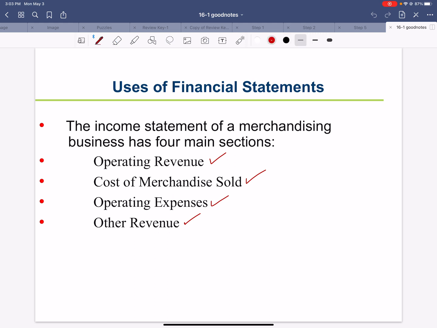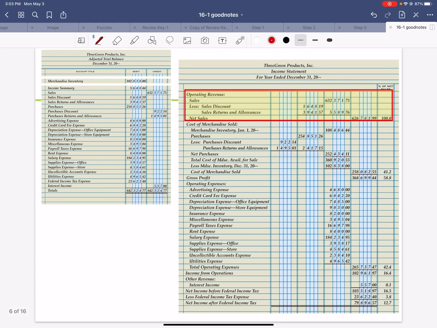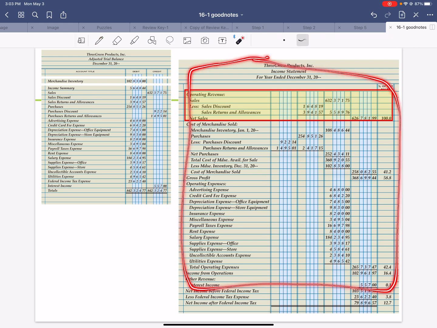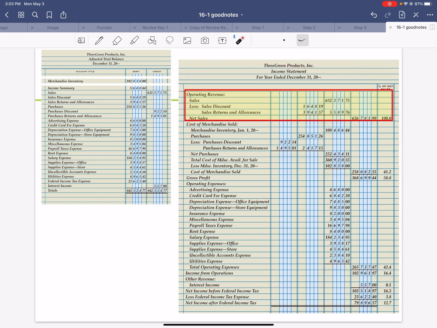Again, the income statement of a merchandising business has four main sections. You have the operating revenue, cost of merchandise sold, operating expenses, and your other revenue. Let's take a look at the income statement. It looks like this whole sheet here. Okay, and we'll break it down into different parts.